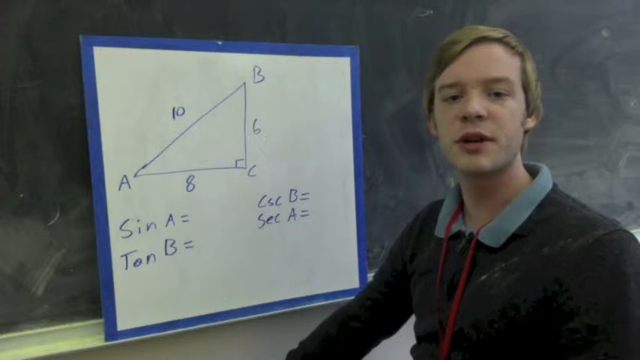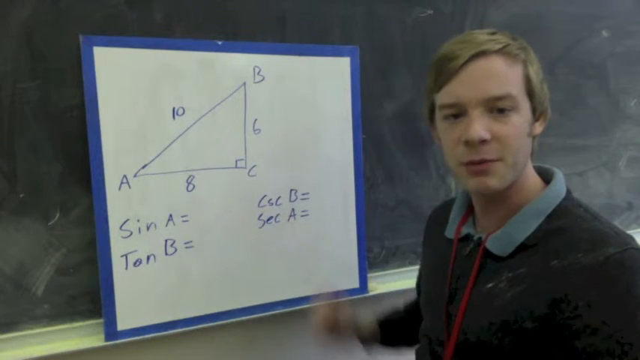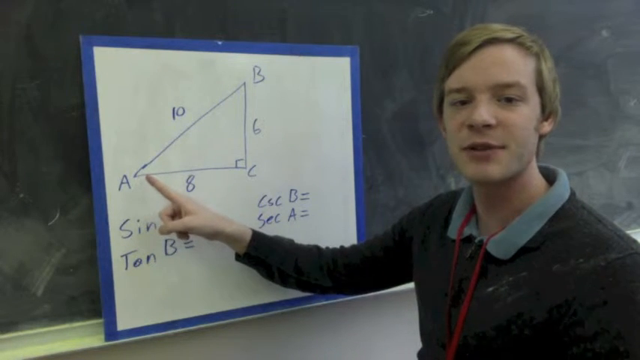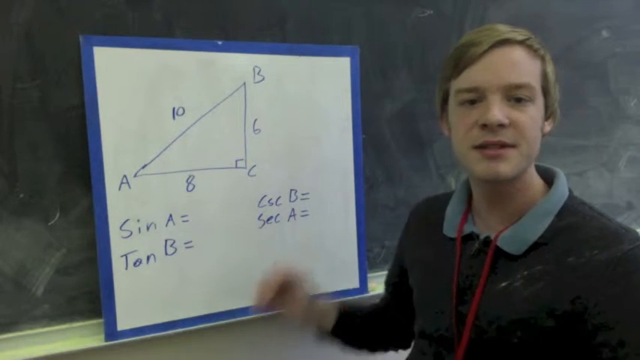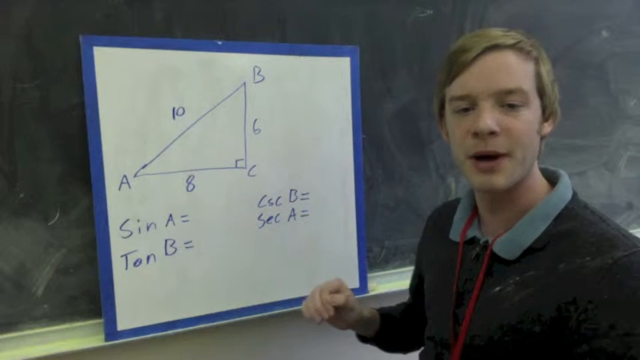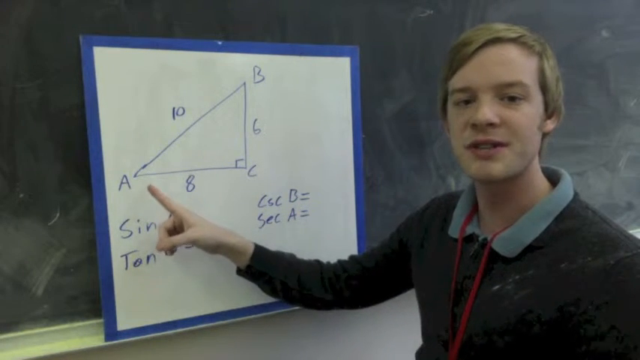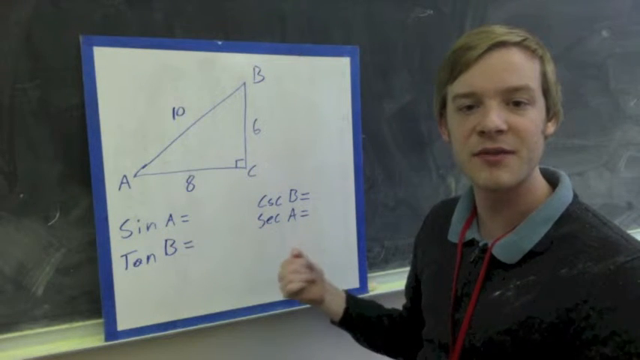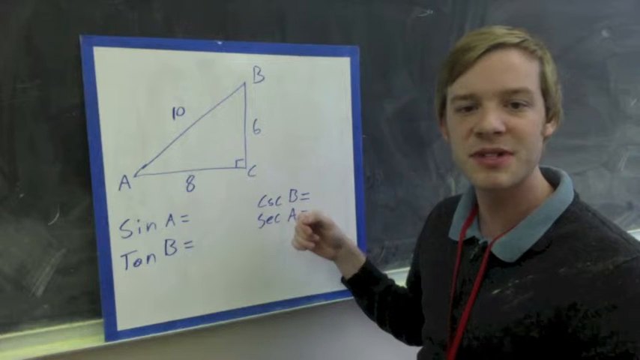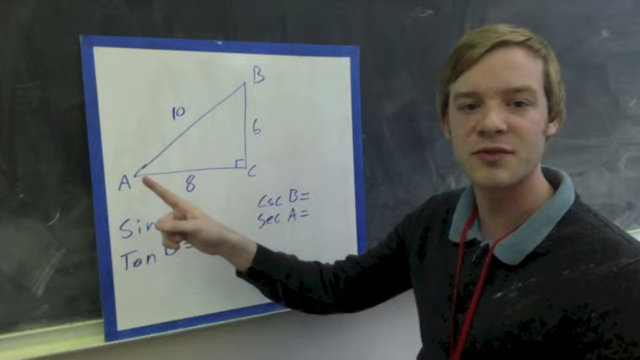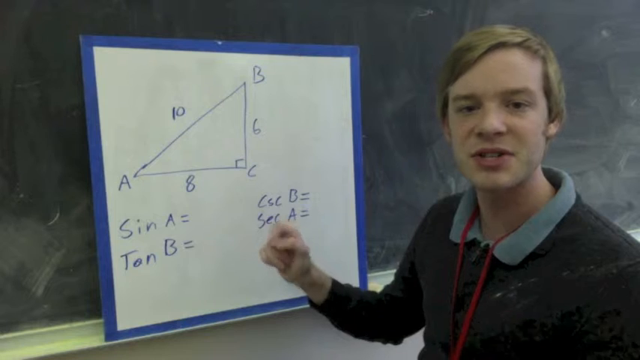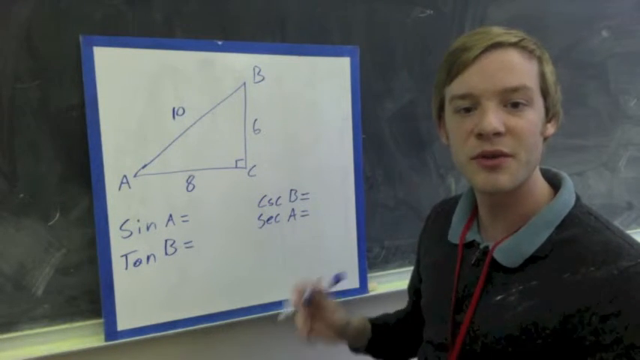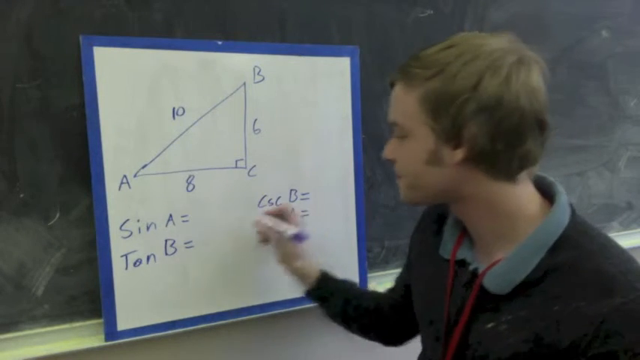Alright, we're given a triangle here, and we're asked to find a couple of different things. So first off, we're asked to find sine of A. So that means I'm looking at this angle down here. Now we said that sine is opposite over hypotenuse, so I need to figure out which side is opposite A and which side is the hypotenuse. And I said at the beginning of the video that the opposite side is the side that does not touch our angle. So for angle A, the side that does not touch the angle is going to be this side over here that has a length of 6. So we know that the top of our fraction is going to be 6.